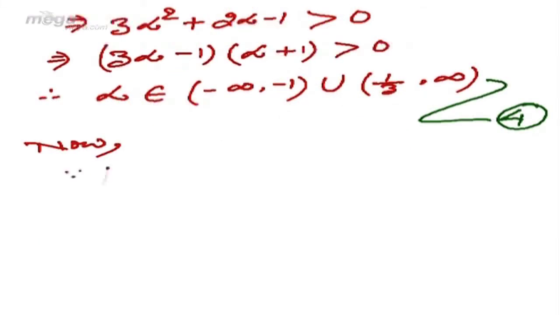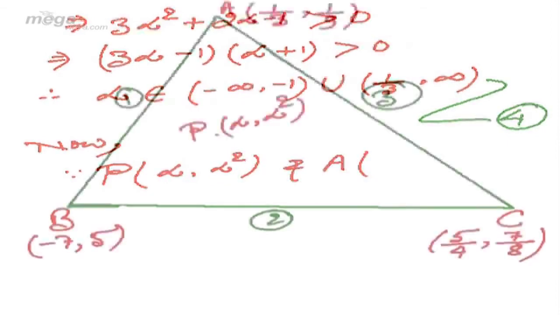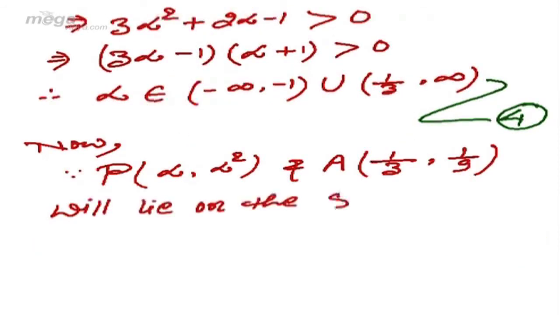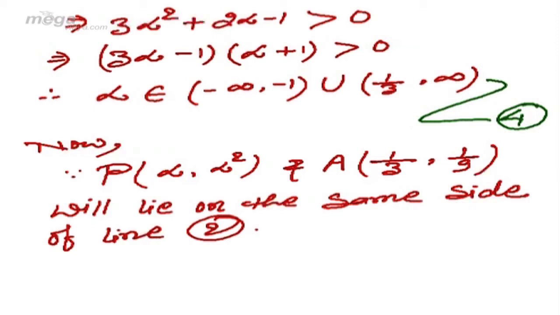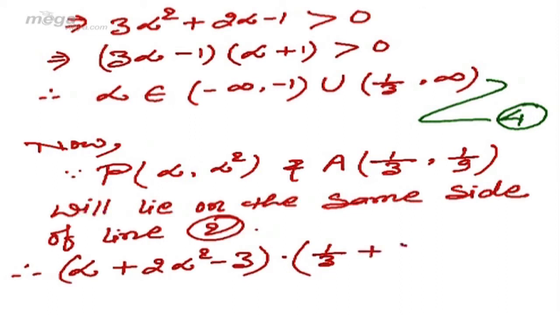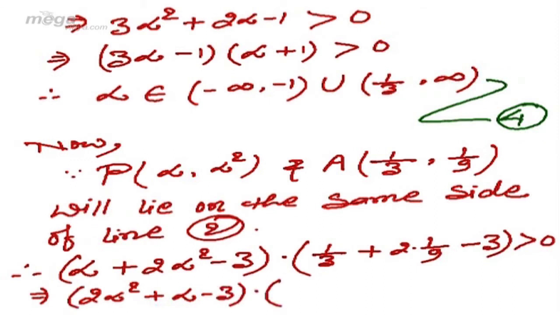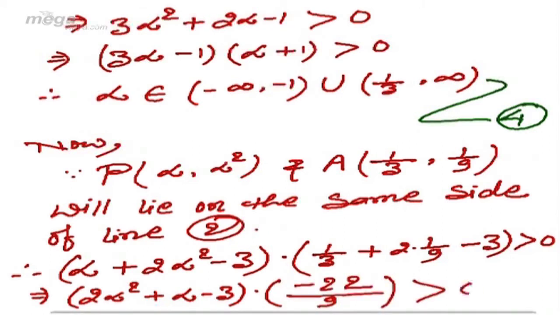So now, since point P (alpha, alpha square) and the point A, which is (1 by 3, 1 by 9), will lie on the same side of line 2, again using the same condition, when you substitute P and A in line 2, it will give the same sign. Hence, we get alpha plus 2 alpha square minus 3 into 1 upon 3 plus 2 into 1 upon 9 minus 3 is greater than 0. Hence, we get 2 alpha square plus alpha minus 3 into, after simplification, minus 22 upon 9 is greater than 0.